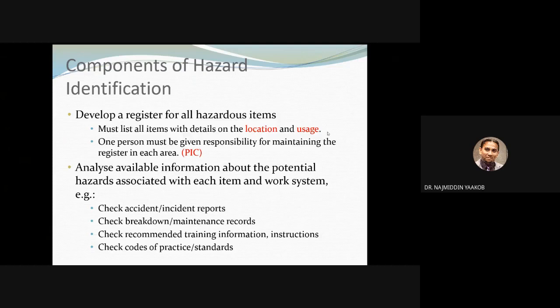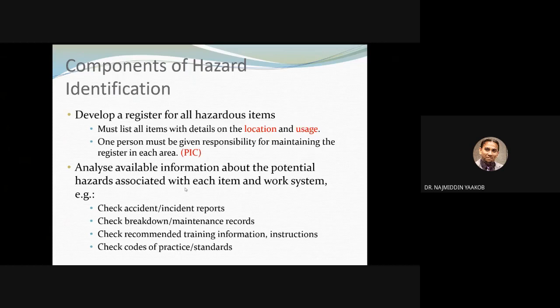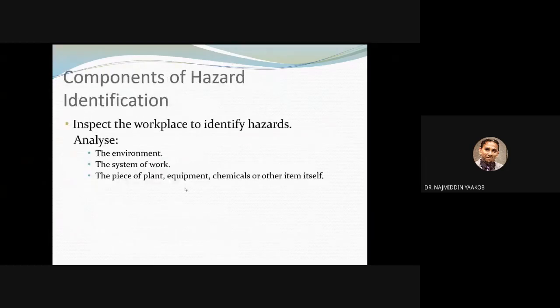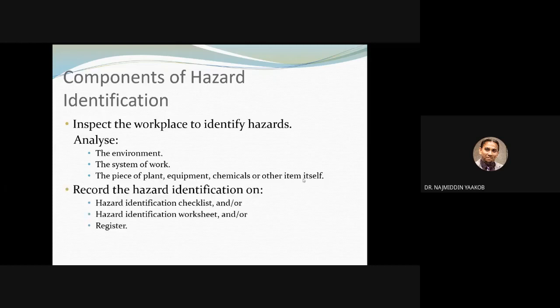Analyze the available information about the potential hazard, where you check the accident reports, check breakdown and maintenance records, check the recommended training information, and check for codes and practice standards. So these are the components of hazard identification. You analyze the environment, you analyze the system of work, and the piece of plant, equipment, chemicals, or other item itself. Record the hazard identification on a checklist or a worksheet and register all of this in a document.